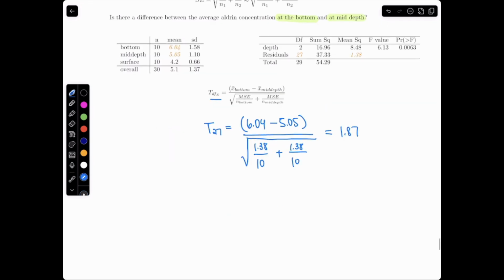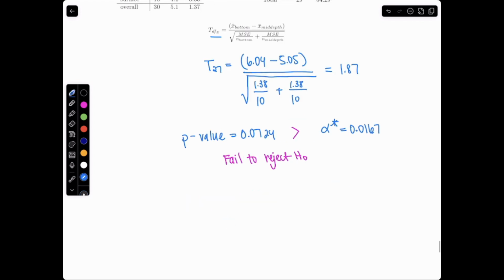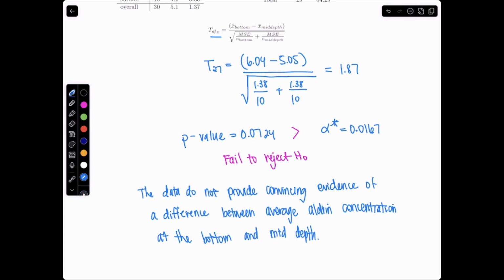The p-value for this, if we look at our student t distribution, is 0.0724. And remember, our corrected significance level, our Bonferroni correction, is 0.0167. So our p-value is actually larger than our significance level, so we fail to reject. The data do not provide convincing evidence of a difference between the average Aldrin concentration at the bottom and at mid-depth, which kind of supports the theory stated by looking at the box plot, but we don't ever want to take our visual or summary stats as our conclusive comparison.